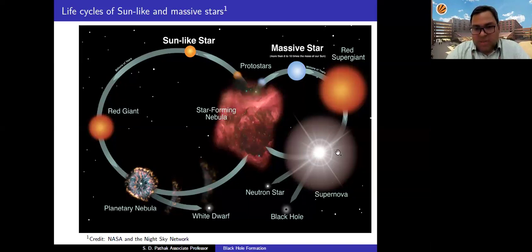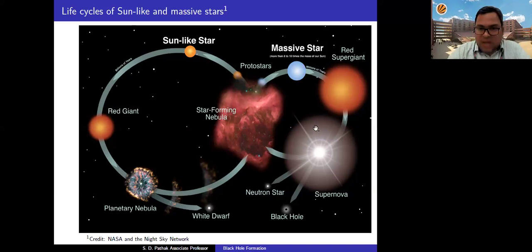After this supernova, a shock wave is created. That shock wave creates further nuclear fusion, and the heavy metals will be formed. So the supernova is very important for the evolution of the universe and structure formation. I will come later to how the supernova forms.